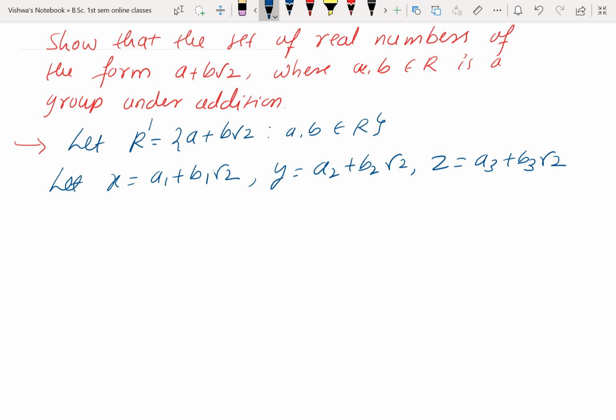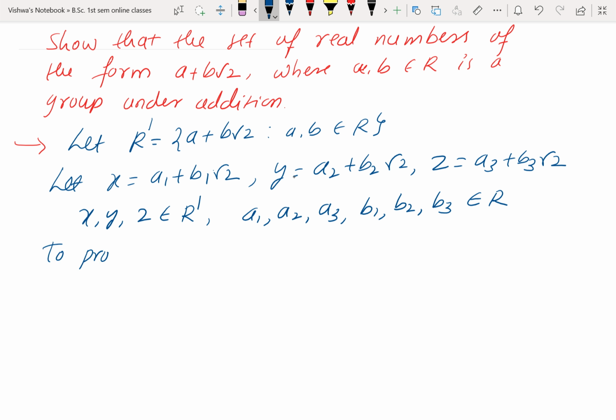So here let us consider the three numbers x, y, z belongs to r dash, because r dash is the set of real numbers of the form a plus b root 2. And here x, y, z are in the form of a plus b root 2, and a1, a2, a3, b1, b2, b3 are the real numbers. And now we need to prove that r dash is the group.